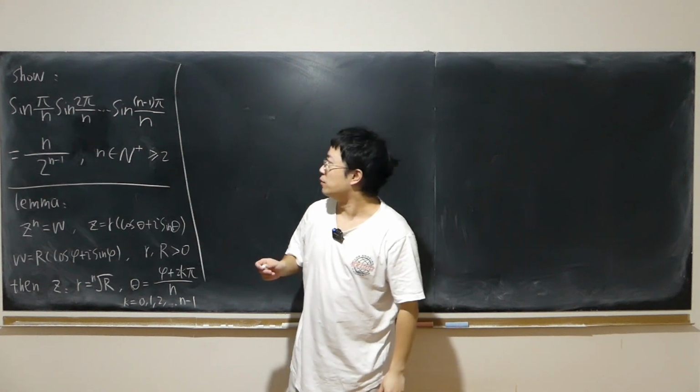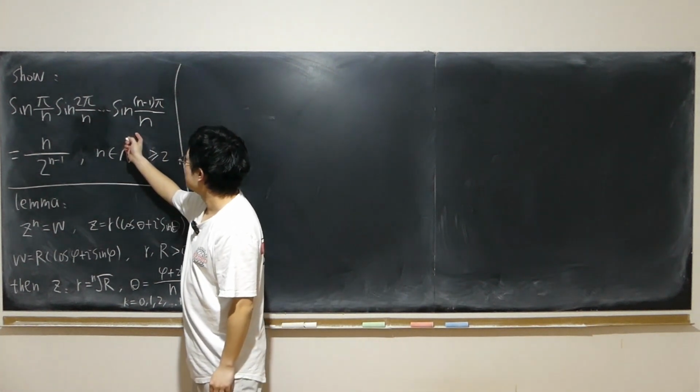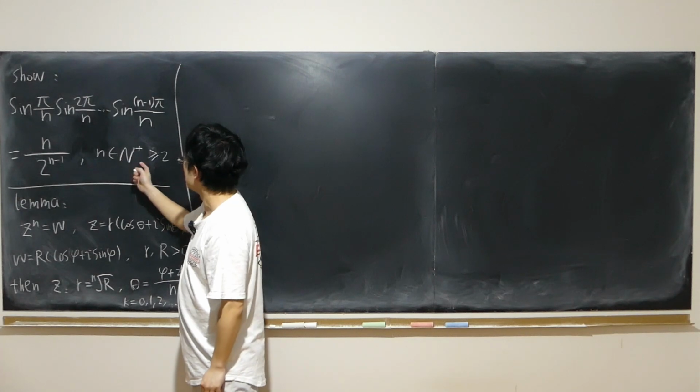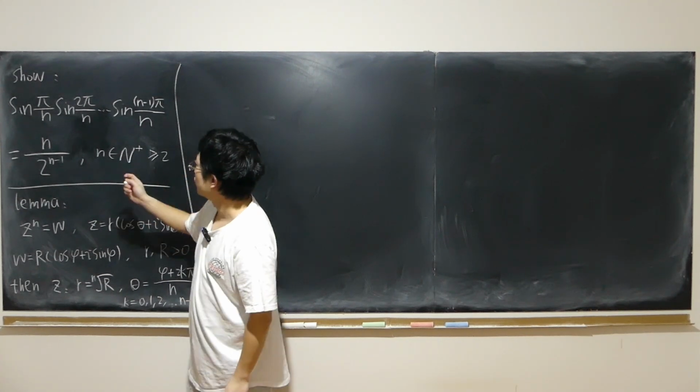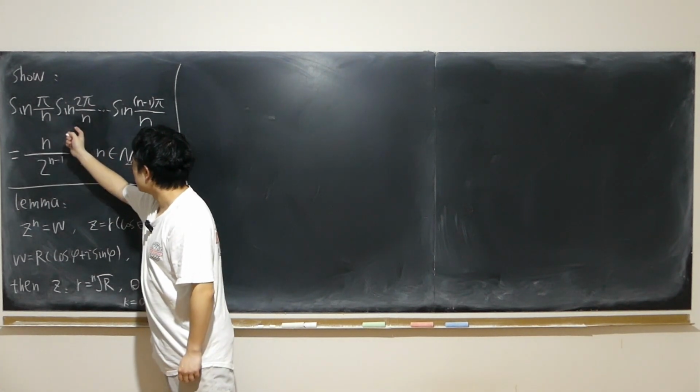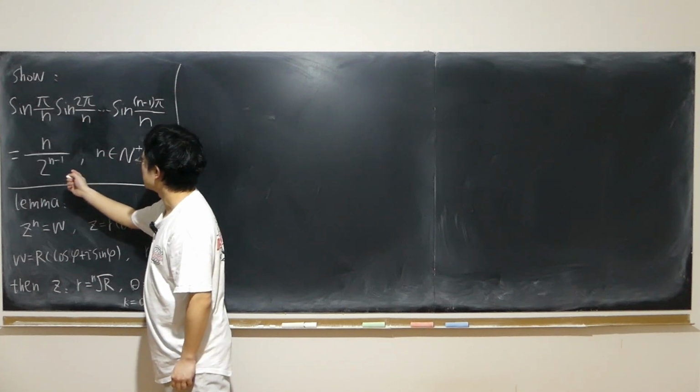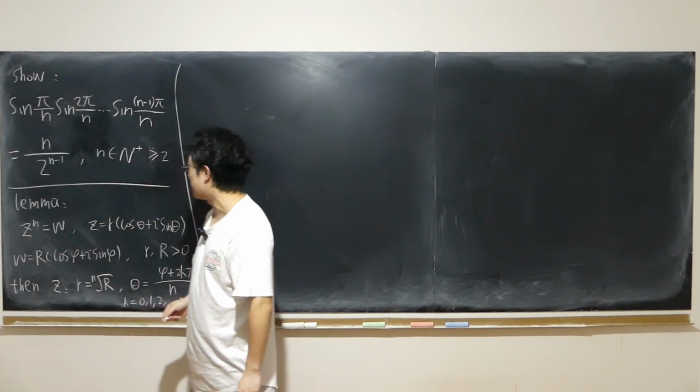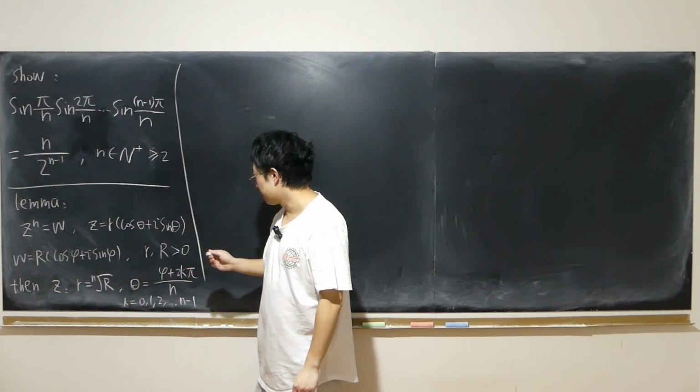In this video, I'm going to prove this trig identity, where n is a positive integer larger than or equal to 2. We have the product of sine of k pi over n equals n over 2 to the power of n minus 1. Before that, we're going to prove this lemma.